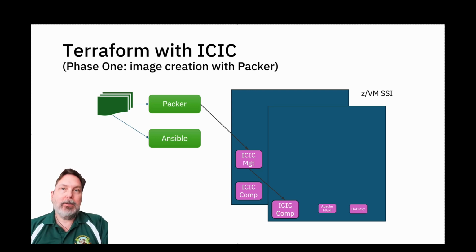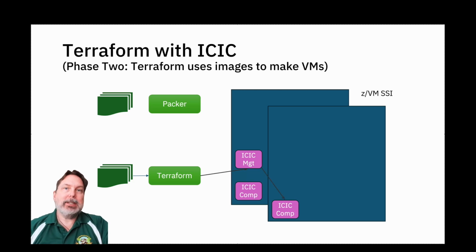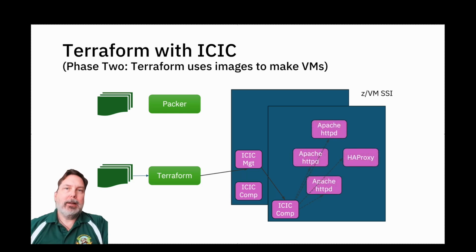The next part of the demo is to progress into using Terraform to actually use those base images that have been created to create some virtual infrastructure that Terraform will then manage. So we've got some configuration files. Terraform's going to communicate with ICIC using those OpenStack compatible APIs again, and we're going to create 4 virtual machines altogether, 3 HTTPD servers and 1 HA proxy. And we're going to use those base images that were created in the first stage of the demo using Packer.